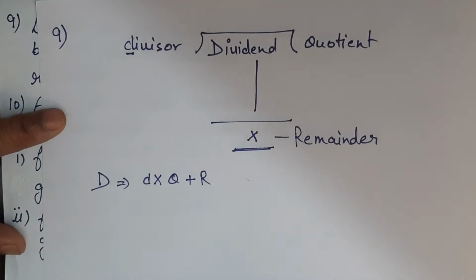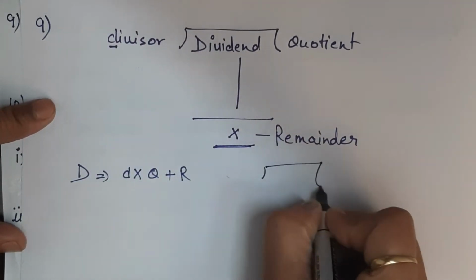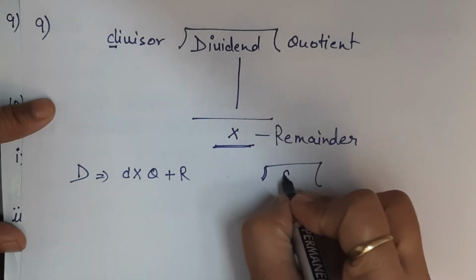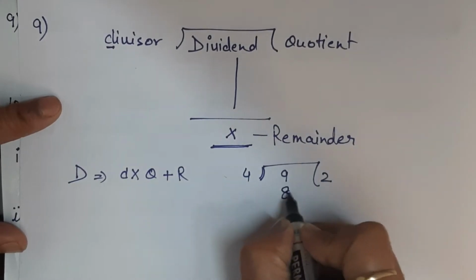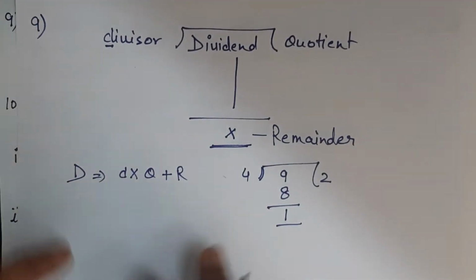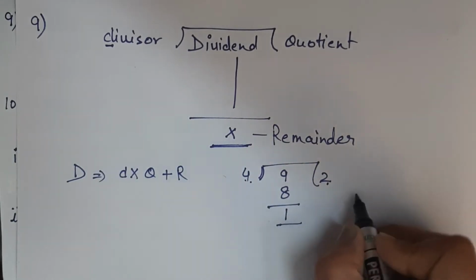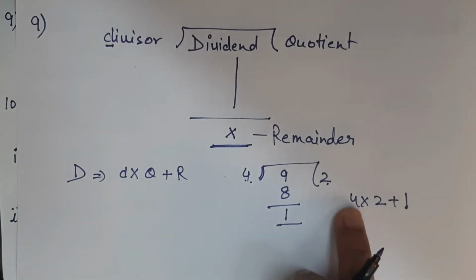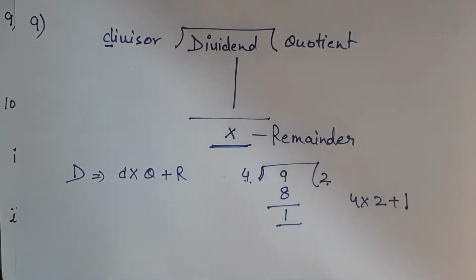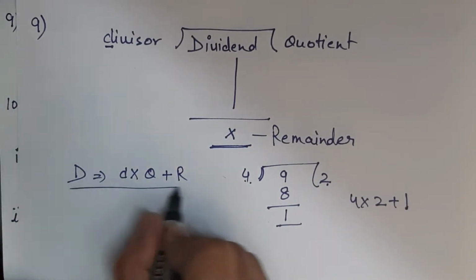If by any chance you forget this formula, what will you do? You just do any simple division like 9 and 4. So how will you solve it? 4 twos are 8 and 1 is left with us. So we have to find this 9. What will we do? We just multiply these two numbers and add this. That is 4 multiplied by 2 plus 1. So if you forget what is dividend and what is divisor, you can make the formula out of it. Okay. So this is the formula.